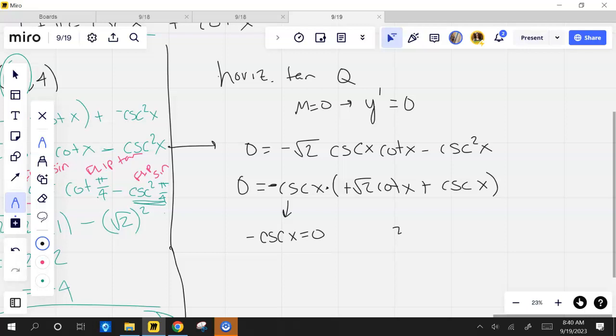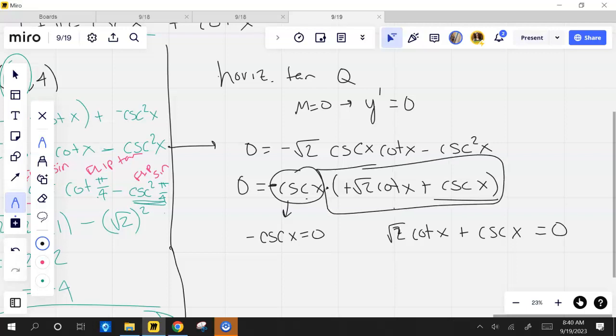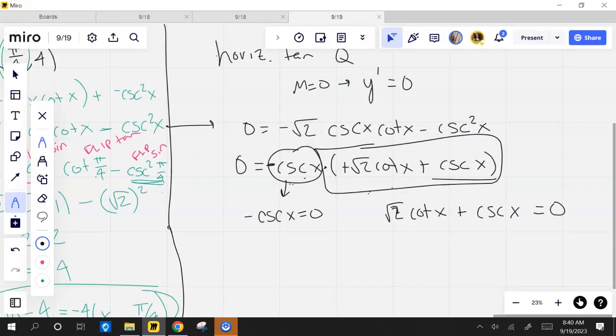And now where does this equal 0? Everybody okay there? Either of those would make my equation true, yes? If this was 0, 0 times anything is 0. And if this was 0, then 0 times anything would give me 0. Either of those would work. Or divide both sides by cosecant x.